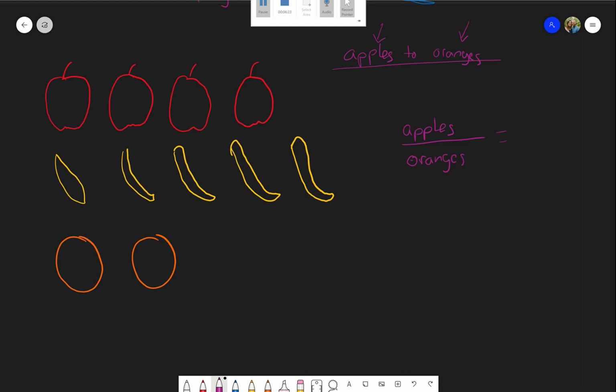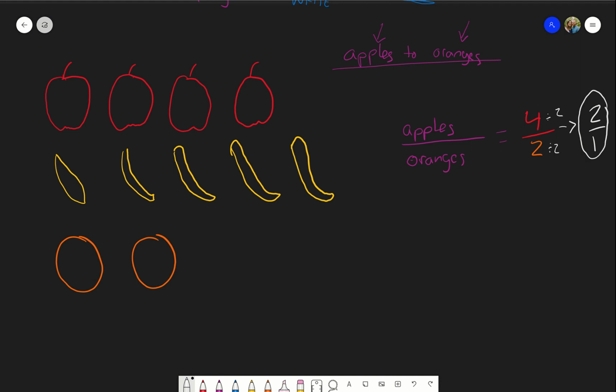Now I just look at my information here and I say, well, I have 4 apples and I have 2 oranges. My ratio is 4 to 2. I could take this and say, well, 4 and 2 can both be divided by 2, and I can get 2 to 1. This is correct from the picture, but this is the simplest version.